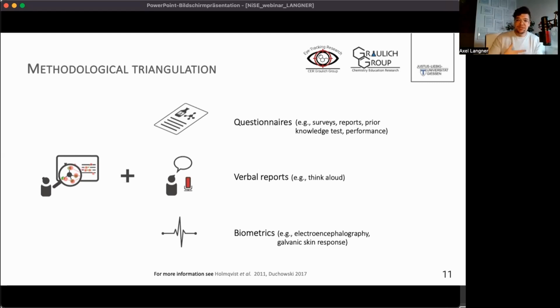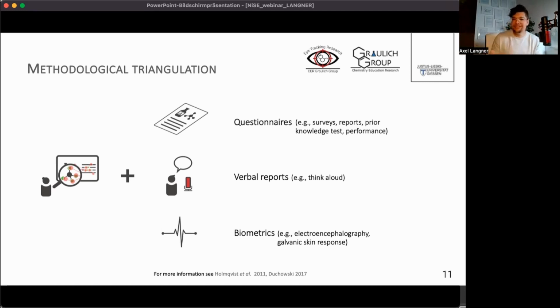Imagine this. You're just collecting the eye tracking data, and your participants are looking at a specific element for a longer duration. We don't know what this means. It could mean that they have specific problems with this element. It could mean that it's just interesting. Maybe they were looking at it, but thinking about something different. So we need additional data.